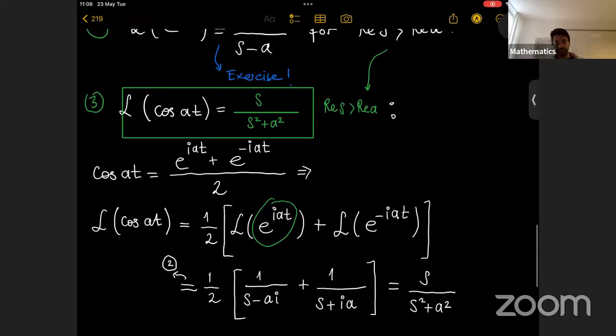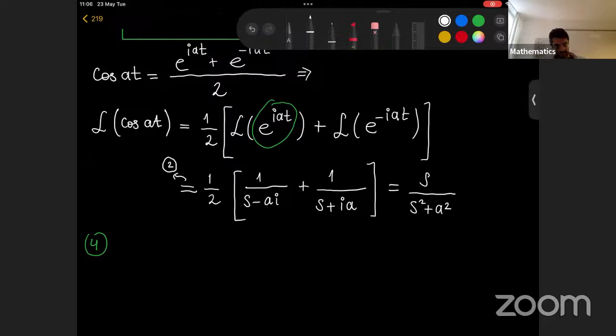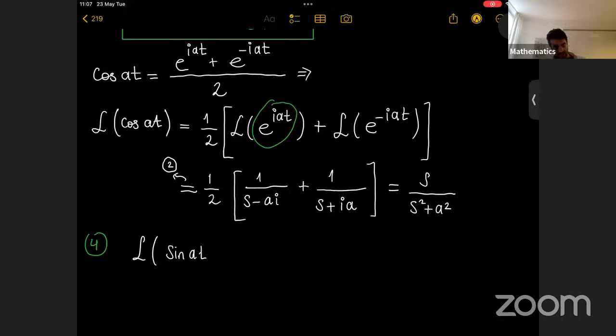Well, let's do another one. Maybe let's just write it. In a similar way, you can show that the Laplace transform of sine at is equal to a over s squared plus a squared. Here again, when the real part of s is bigger than the real part of a. And this is an exercise for you.